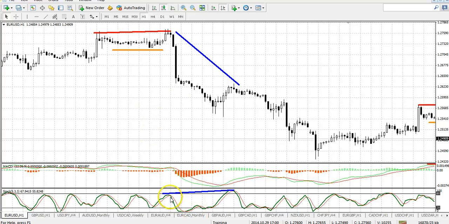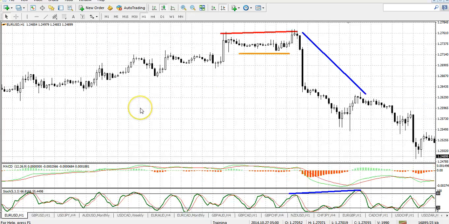Another example of hidden divergence, you can look at the stochastic from that point to that point. It's not really my style to trade hidden divergence by itself though. Only hidden divergence followed by classical divergence is a trading opportunity for me. And then of course over here we've got the type of divergence I like, 2 points close to each other.